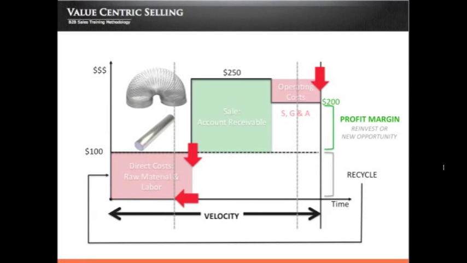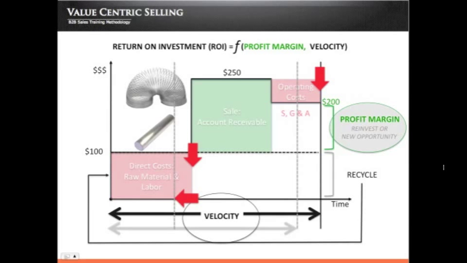And if we can shorten their velocity, their turnaround time or turnover time, that just increases the amount of cash they have circulating. In other words, their cash flow increases if we can shorten that turnaround period. Now, having said that, if we can increase a company's profit margin by lowering their operating costs or their direct costs, and we can help them with the velocity, the ability to turn around a product faster, then return on investment is really a function of profit margin and velocity. This is what business comes down to.